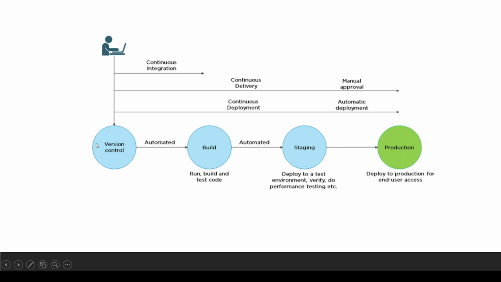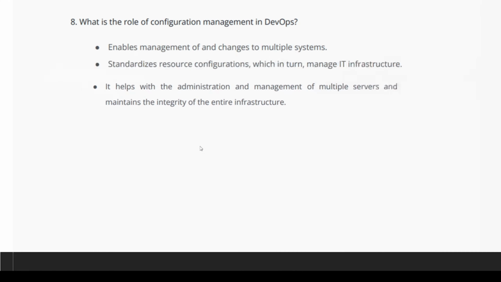And here, continuous integration is the path between the version control and building. The continuous delivery is the path between the building and the production. And the continuous deployment is the path between the build and the staging.